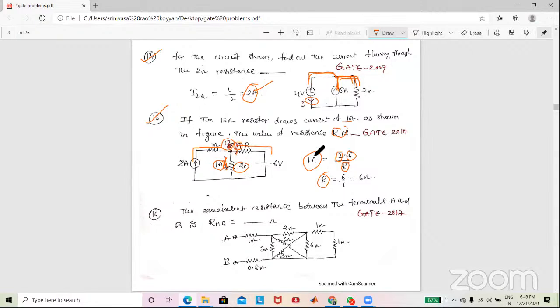This 1 ampere current is equal to the potential difference between these 2 points, that is 12 volts minus 6 volts by the resistance value. What is the resistance value here? That is the resistance value R. So 1 is equal to (12 minus 6) by R, so R is equal to 6. Okay, that is problem number 15. Next one. The next problem is the 16th problem.